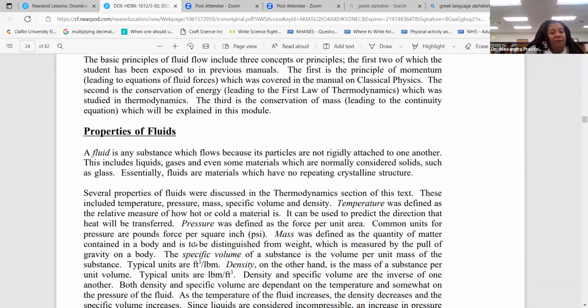So, properties of fluids. A fluid is any substance that flows because its particles are not rigidly attached to one another. This includes liquids, gases, and even some materials that are normally considered to be solids, such as glass. So essentially, fluids are materials that don't have a repeating crystalline structure.